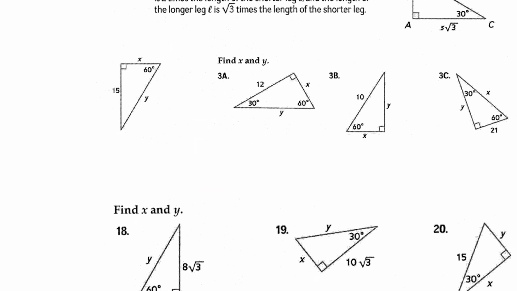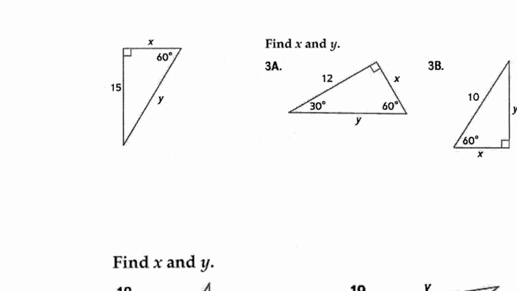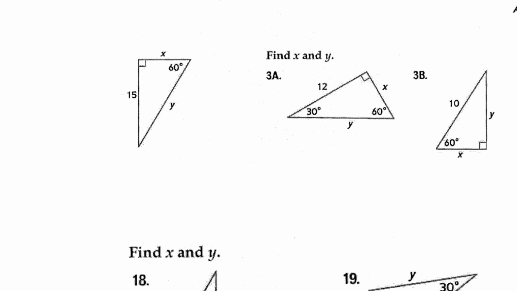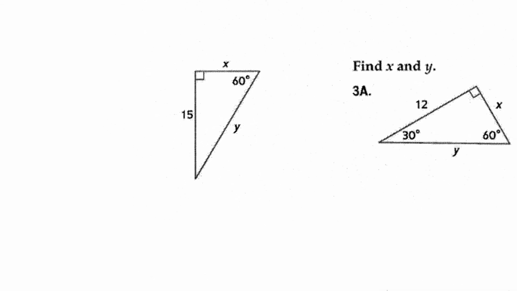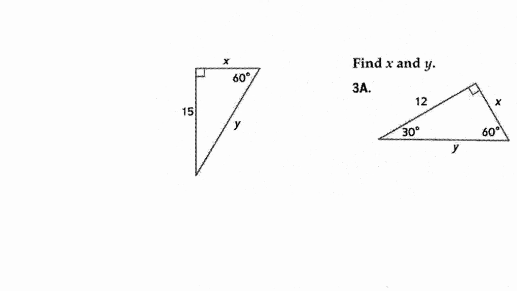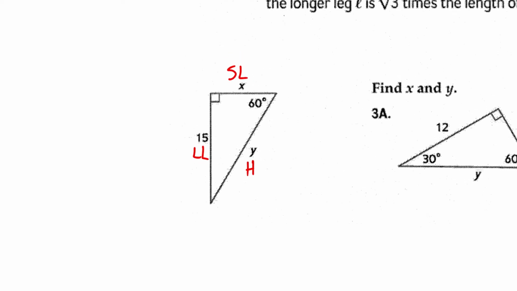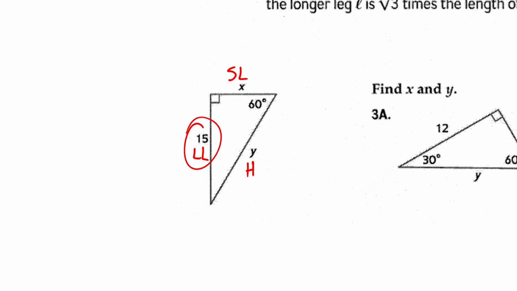Okay, so let's flip over here and look at the first one. On this first one, you have 15, x and y. Which one of those is the h? Is the y. Which one's the long leg? 15. And then the short leg is the x. Now, on this one, the one that we know that we're starting off with is the long leg. They've given us the long leg is 15. Now I want to find the short leg and hypotenuse from that.